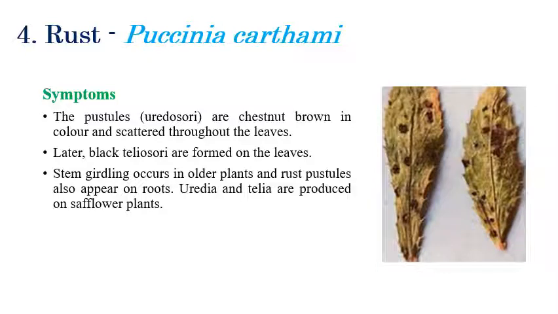Next one is rust. Rust is caused by Puccinia carthami. Coming to the symptoms, we can see brown color or chestnut brown color or red color pustules on the lower surface of leaves. These pustules can be scattered on the leaves, and if you magnify them, we can see both the telia and uredospores on the safflower plants.